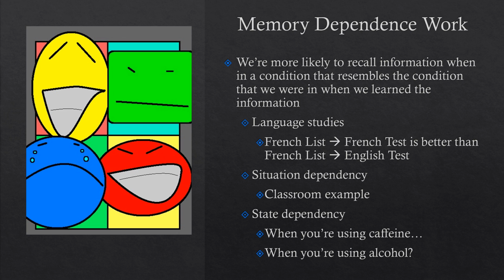This might lead one to conclude that, well, obviously that works because it takes more work to translate it, even if it is second nature, so we would expect to see that effect. But this is not the only place where we see memory dependence work really panning out. Another place that we tend to see it in is what we call situation dependency, where if you are learning something in some environment, even if that environment is completely unrelated to the information, you tend to be able to recall that information if you're in the same environment that you learned it in.